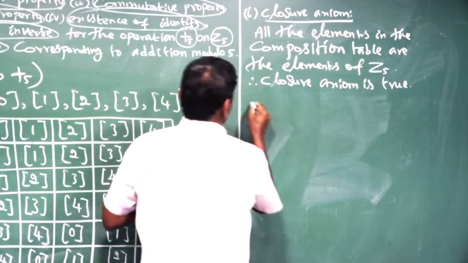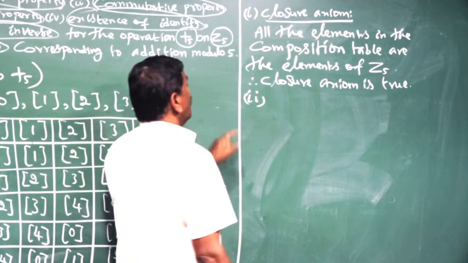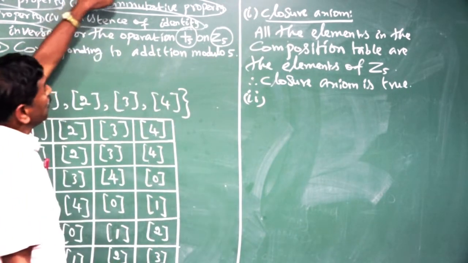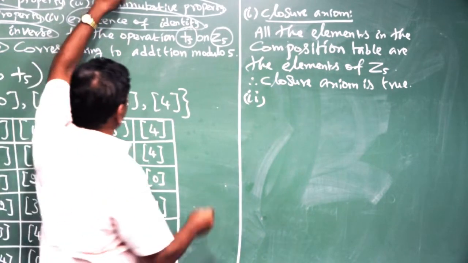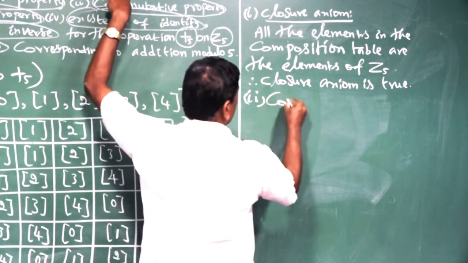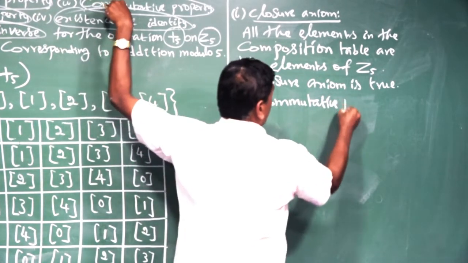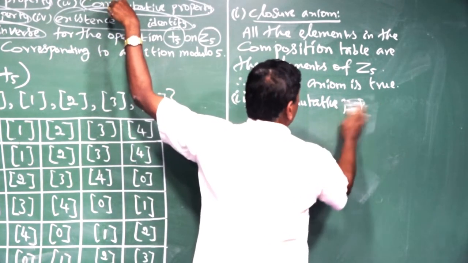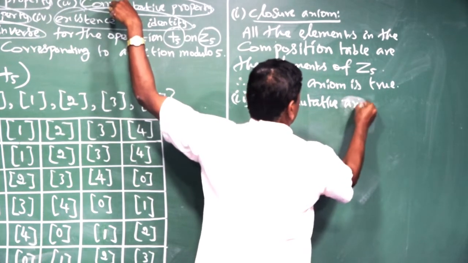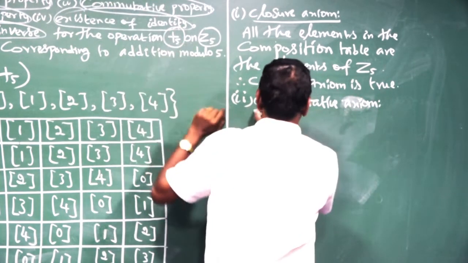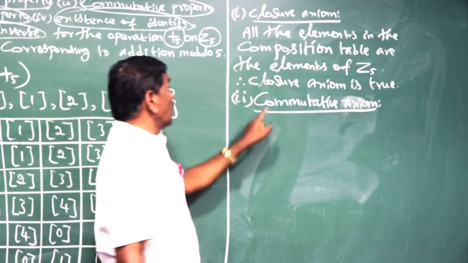Okay, the first topic is completed. Now come to topic 2. Topic 2 is, as per the question, commutative property. Commutative property or commutative axiom, anyone. Okay, commutative axiom.